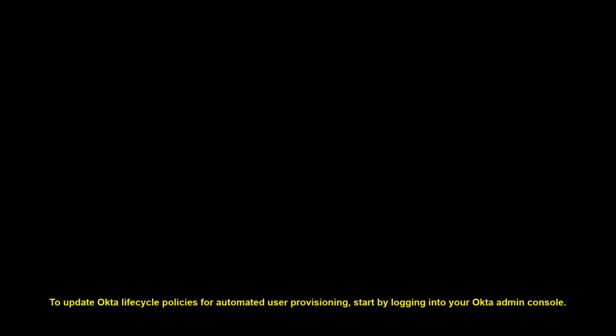To update Okta Lifecycle policies for automated user provisioning, start by logging into your Okta admin console. Navigate to the admin section on the dashboard. Select Directory from the main menu. Click on Directory Integrations. Locate and select the integration you want to update.